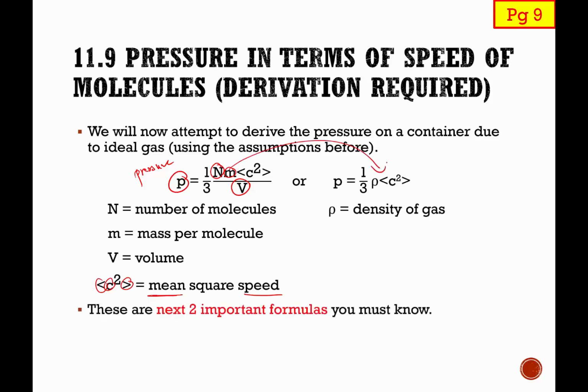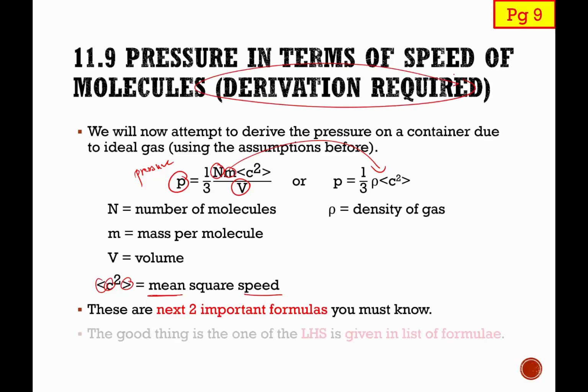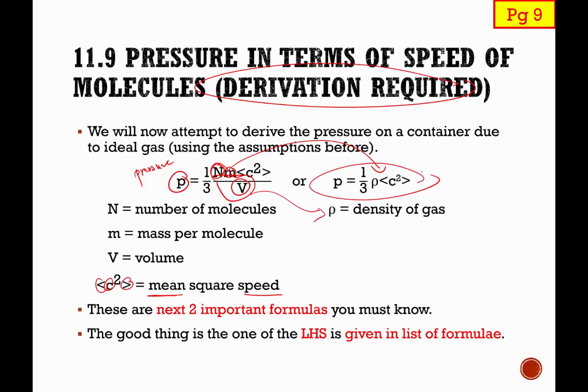These two equations are really important, and the fact that you need to derive them tells you this is actually an important formula for this chapter. But the good thing is the one on the left hand side is actually given in the list of formulae. So if you actually understand how N, m, and V are related, basically this is referring to the density of the gas. You should also be able to derive this equation easily from the given formula. However, even though this is given in the list of formulae, you are still expected to be able to derive them because I can give you a 6-mark question purely just to derive this equation.